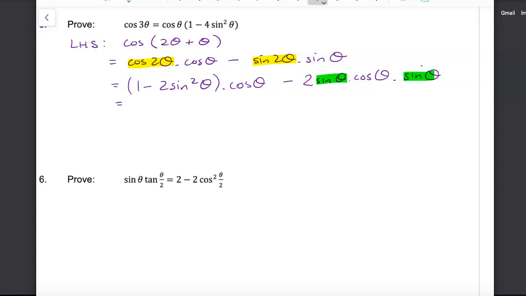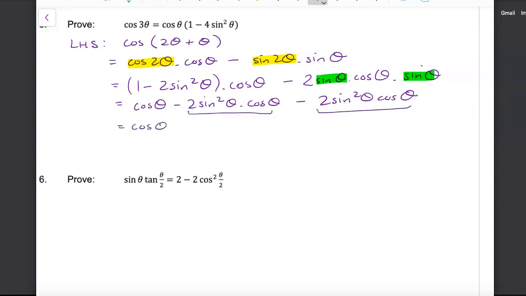So what I've got here is I'm going to expand this just to have a bit of a look. I've got cos theta take 2 sine squared theta times cos theta, take 2 sine squared theta times cos theta. So I can see that I've got some like terms here. So I've got cos theta take 4 sine squared theta cos theta, and then I've got a common factor here. So I'm going to take out the cos theta out the front, and I'm left with 1 take 4 sine squared theta, which equals my right hand side.